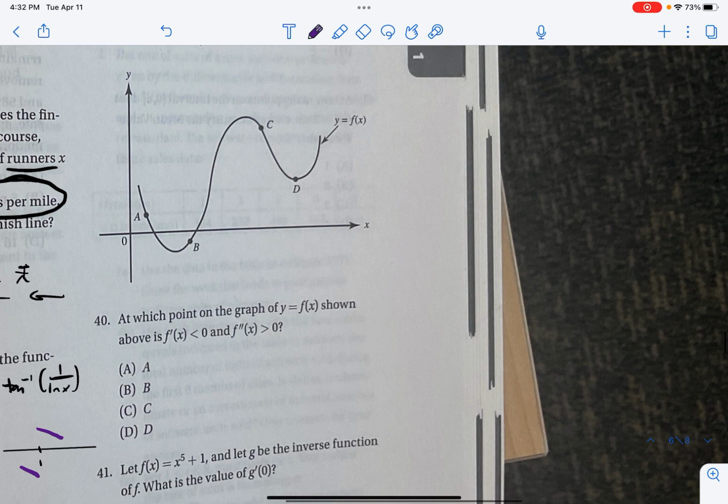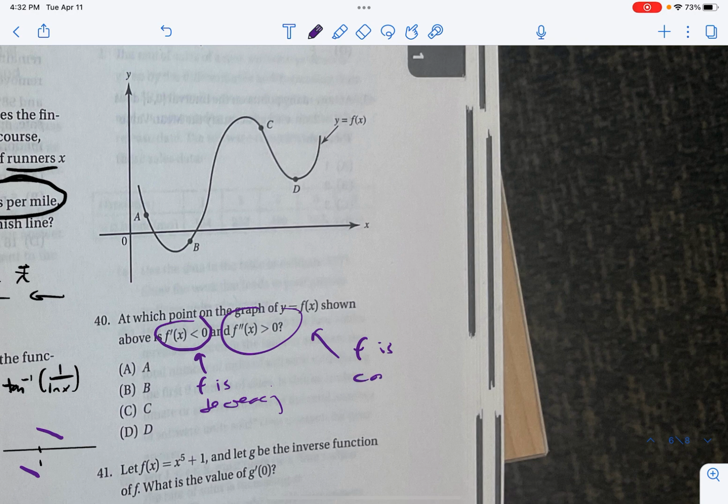Okay. At which point on the graph here is f prime of x less than 0? So that means f prime is negative, which means f is decreasing. And f double prime is bigger than 0. So f double prime is positive, which means f is concave up. So where is this function decreasing but concave up? Well, that's decreasing but part of a smile. So it looks like it is A.